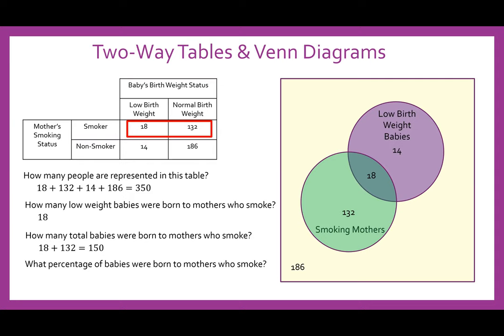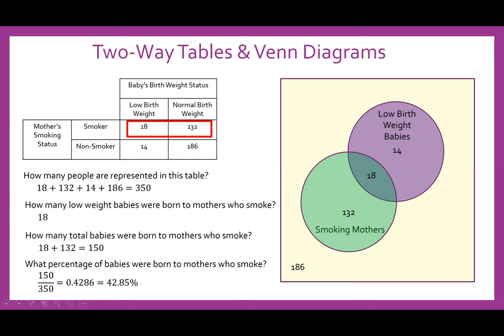And next, what percentage of babies were born to mothers who smoke? So now I want to take my answer from above, which gives me the total number of babies, and convert it to a percentage. Remember that a percentage is the number of things that you're interested in divided by the total number. So you want to take 150, which was the total number of babies born to mothers who smoke, and divide it by the total number of babies represented in this two-way table, which was 350. So 150 over 350 gives me 0.4286. I convert to a percentage by moving the decimal over two places, giving me 42.86%. Another fun typo, jeez.